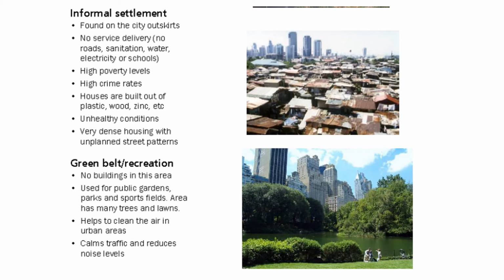Then we have the green belts. We looked at these when we were doing urban climates, the urban heat island. So these areas are restricted as far as building is concerned. They're only there for trees, lawns, parks, those sort of things. They help to clean the air, calm traffic, even reduce the noise levels in the city, and definitely it reduces the temperature in the city.